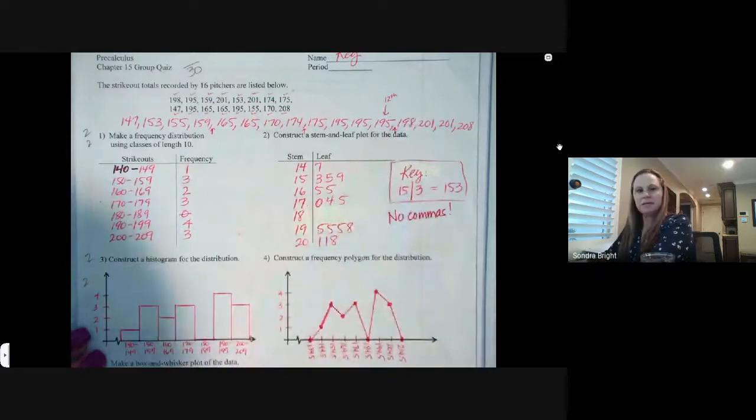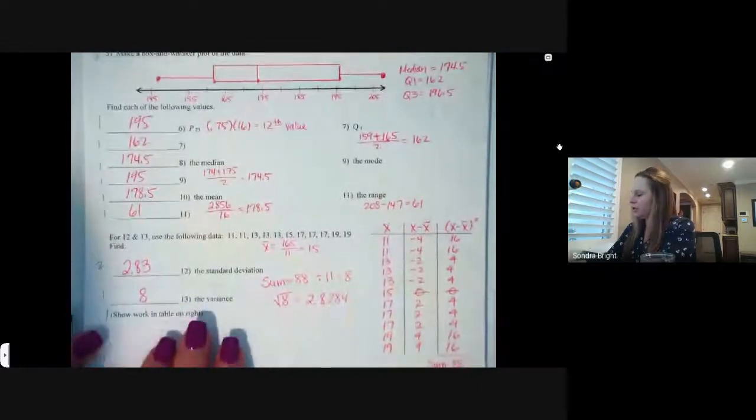So let me slide back up, and that's where, all right, I just labeled some points on the x-axis. Notice the box and whisker plot is not on the number line, it's above it. The median was here at 174.5. Q1 was 162, which gave you this line here on the box. Q3 was 196.5, so that's over here.